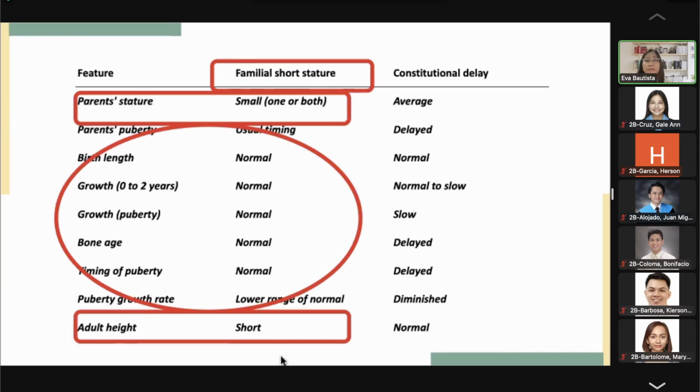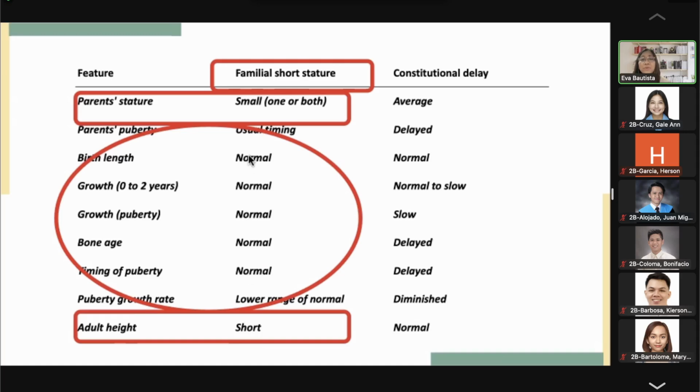So the history here is the parent or both parents are small. So you see, when we measure the growth, we get the history first. We get the family history, which is very important because we know that genetics is a factor of growth, okay? So as discussed earlier on, there is genetic predisposition. So we are talking of a child whose parent or parents are small, okay? And what happens?